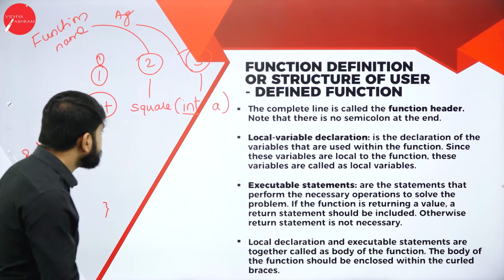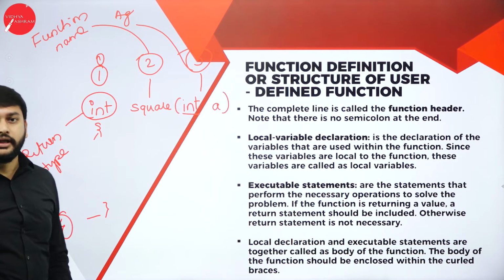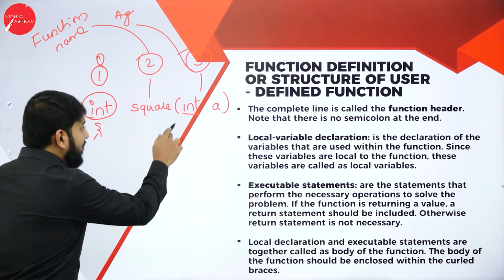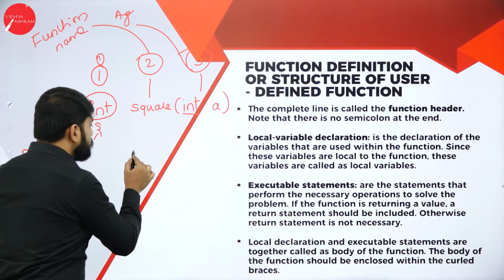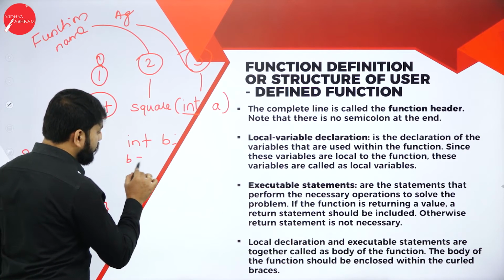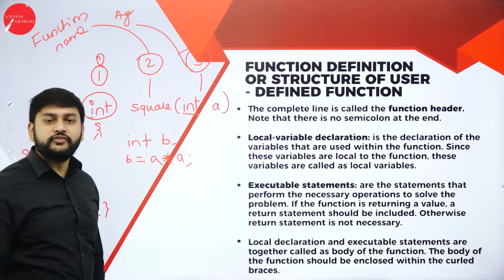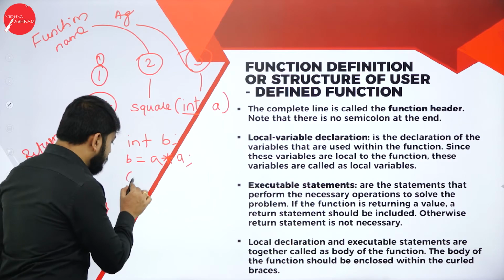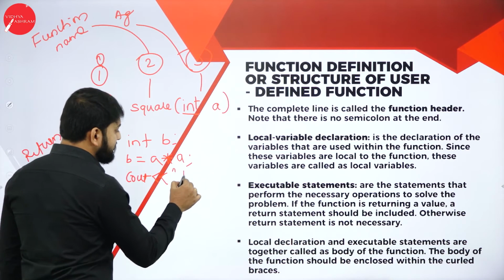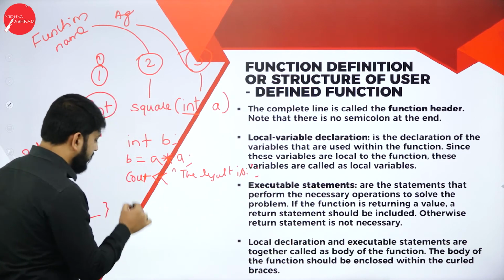Open flower brackets and close flower brackets. My function body can be whatever you want, you can place it here. What am I trying to do? I'm trying to calculate the square of a given number. So I have a. I need to store the value, right? So I'll take b. So b is equal to a into a. Am I calculating the square of a given number? Yes. Then how do I print? I will print cout, the result is, okay, written.